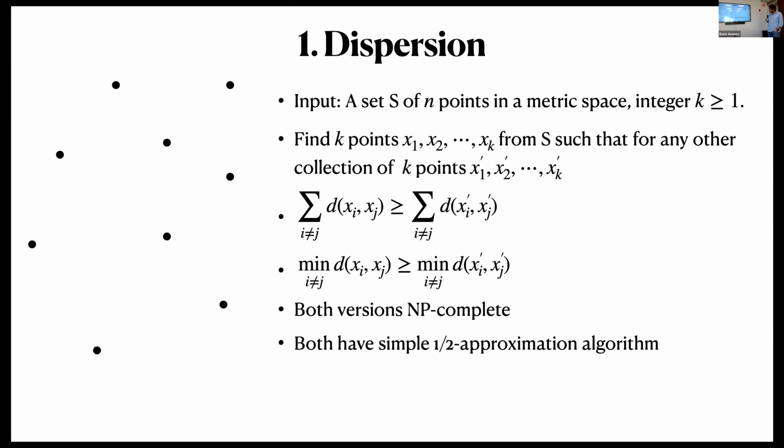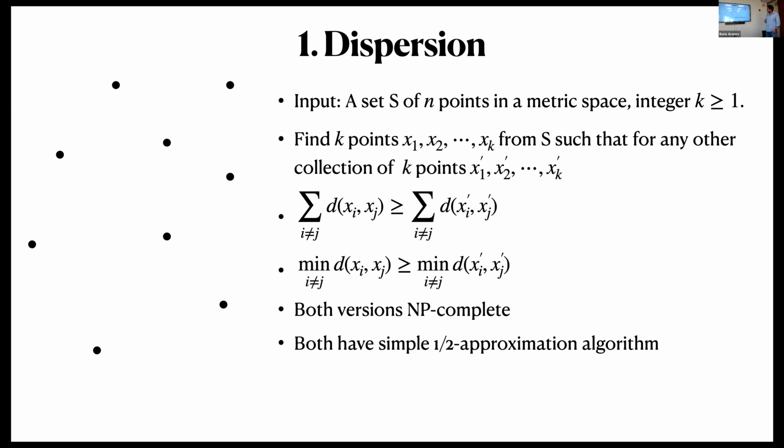Okay, so let's look at the first player, which is dispersion. Consider the following problem. I give you n points in a metric space and a number k, and I want you to find k points from this metric space that either maximize the sum of the pairwise distances between the k points or the minimum pairwise distance between the k points. Think of this problem as you have a bunch of locations and you want to put up k cell phone towers, and you want the cell phone towers to be far away from each other so as to minimize interference. So find k points that are as far apart as possible.